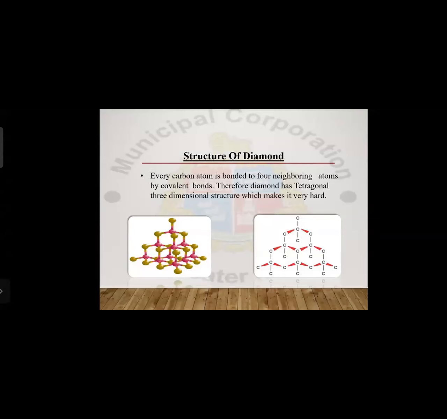Therefore, diamond has a tetragonal, three-dimensional structure. Tetragonal, why? Because four carbon atoms are attached around the center carbon. And due to the tetragonal arrangement, it gets the three-dimensional structure. That is the reason which makes diamond very, very hard. So this was about the structure of diamond. Now let us see the properties of diamond.